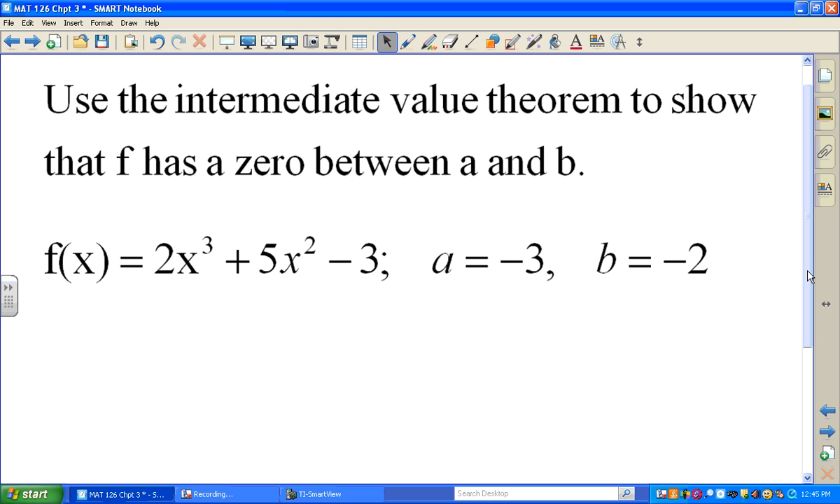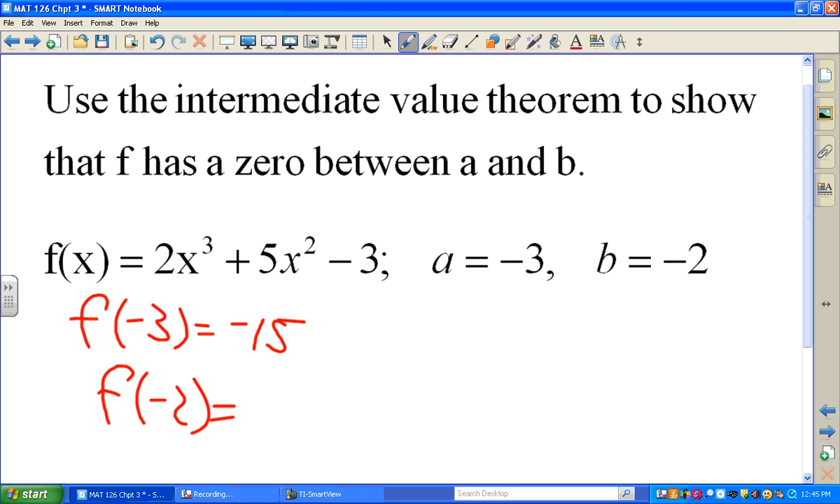Did you calculate the function value of a? Is it? I don't know. Did you put it in there? -3 cubed is -27, -54. What is it? The function value of -3 is what? -15. What's the function value of -2? I don't know. What's -12? -2? No, -3. Okay, it's -12.